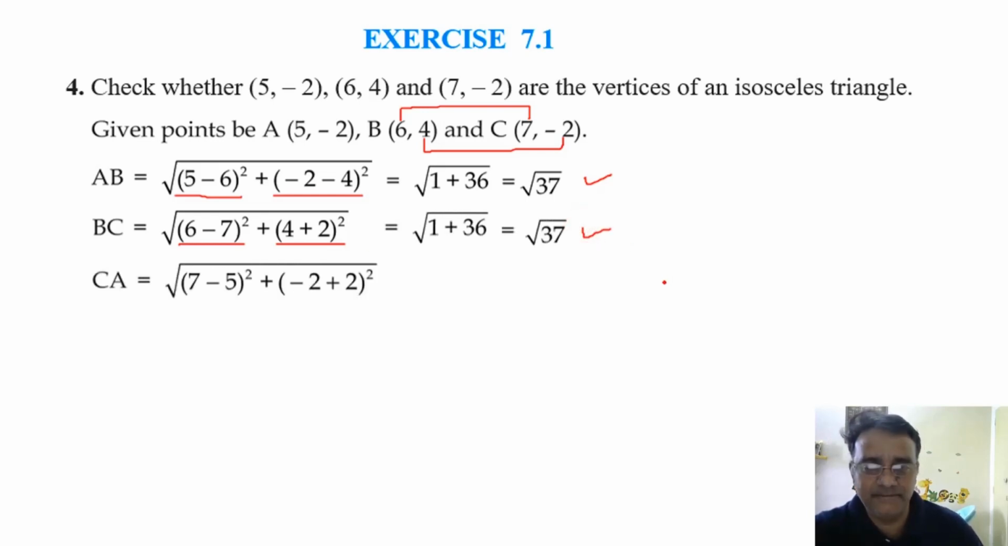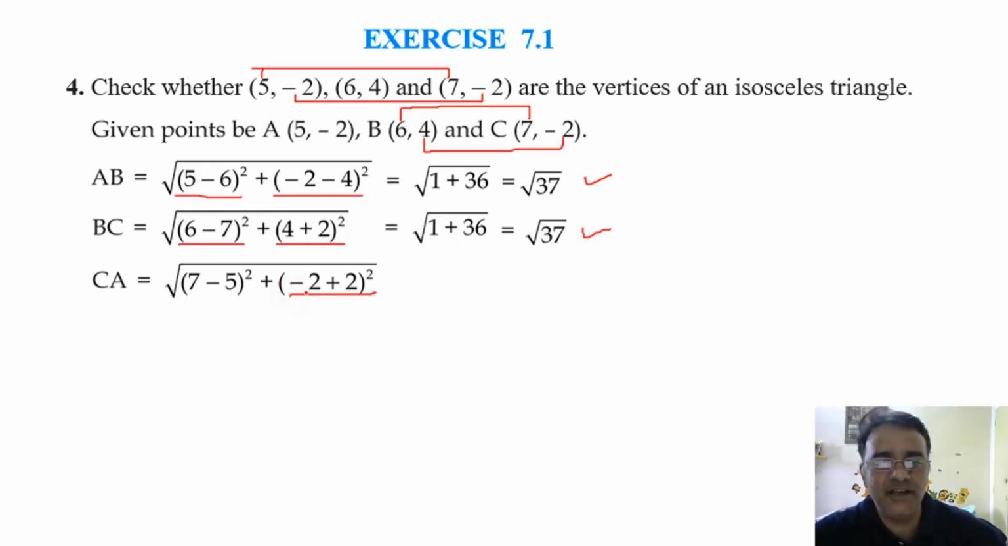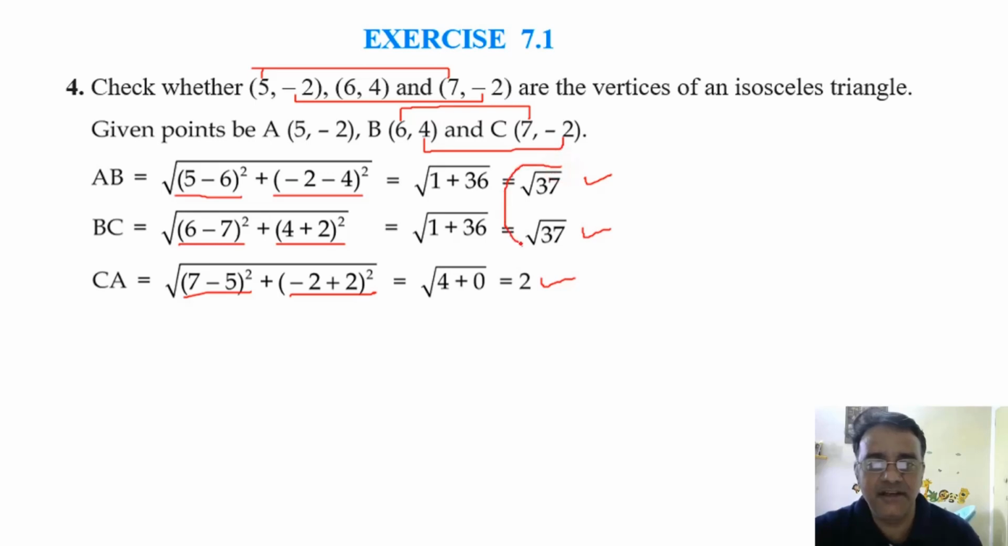Now the third one is AC. So (7 minus 5) whole square, minus 2 of -2, minus of minus 2 will become plus 2. So ये 0 हो जाएगा and we are getting 4 only. So 4 plus 0, 4, root 4 is 2. Now see here, these two sides are equal, that is AB is equal to BC. So that means triangle ABC is an isosceles triangle.